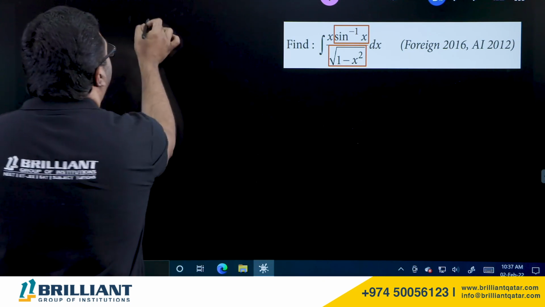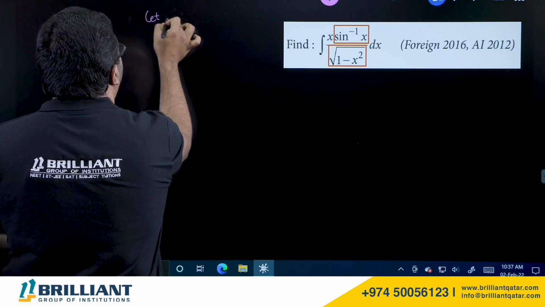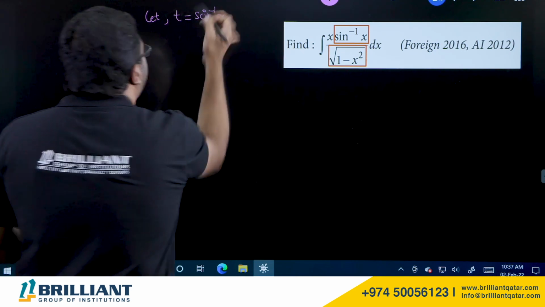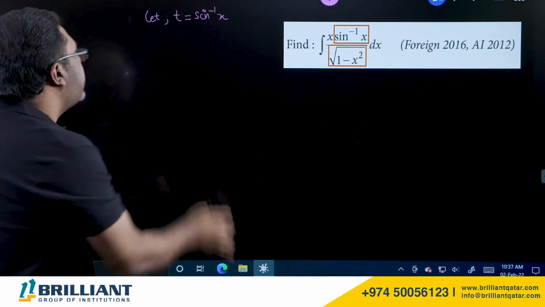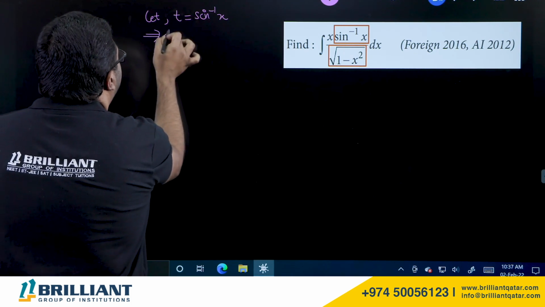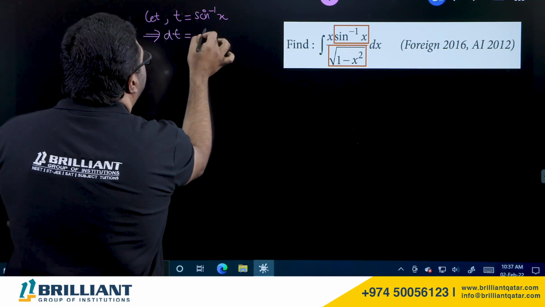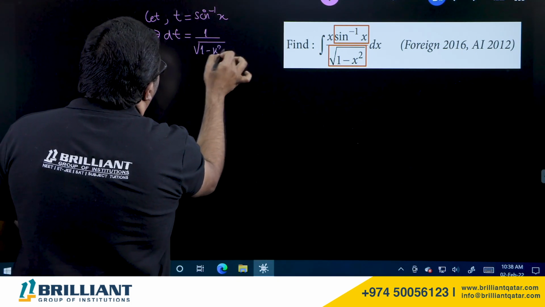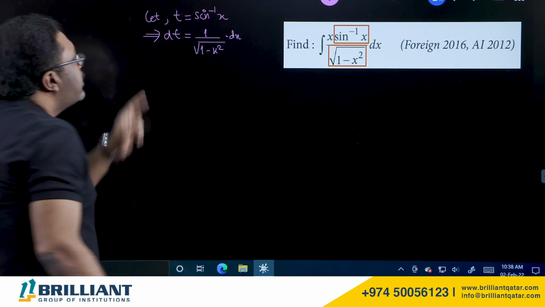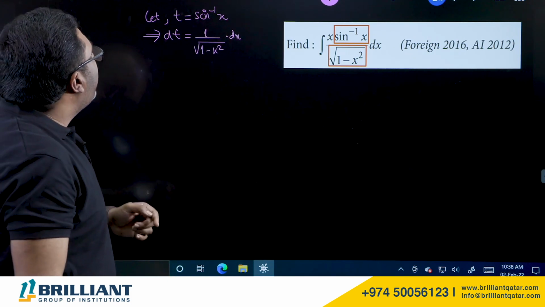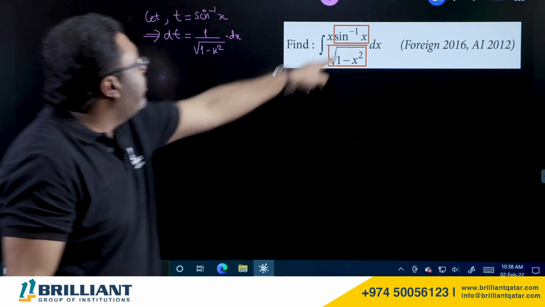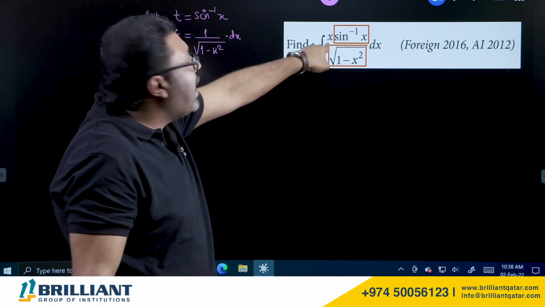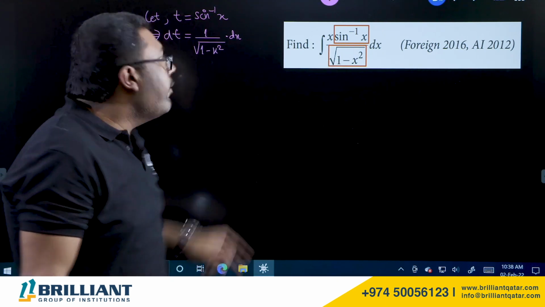Okay, so let t is equal to sine inverse x. Substitution method, t is equal to sine inverse x. So what is going to be the derivative of t? That is dt is equal to, derivative is 1 by root of 1 minus x squared into dx. So 1 by root of 1 minus x squared dx is going to be dt, and sine inverse x is t, but we have an x also.